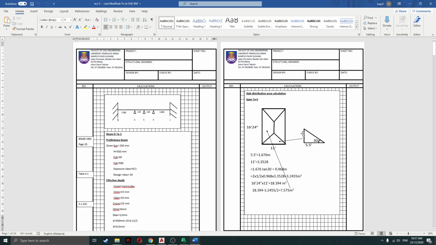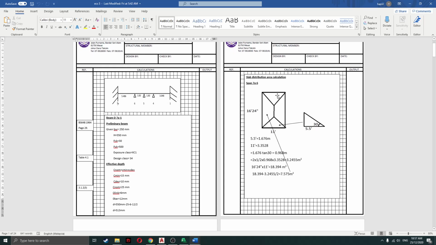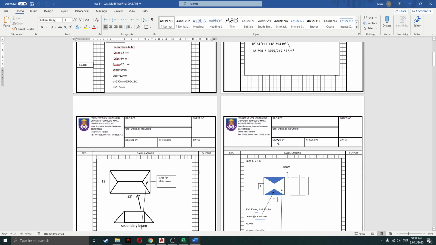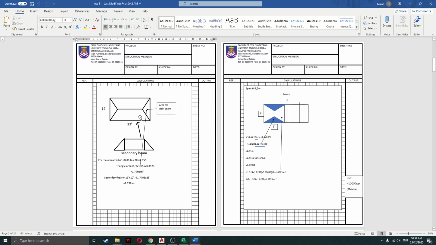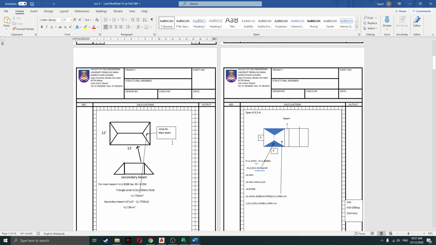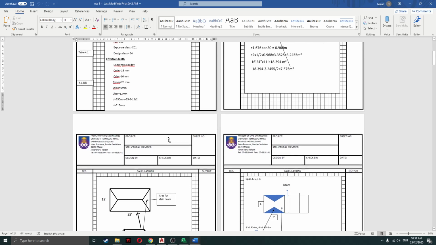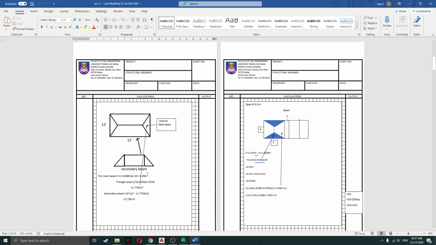Find the area of triangle, and then I minus whole of this thing, I minus two of this and divide by 2 because we got same for my span 6 to 5.